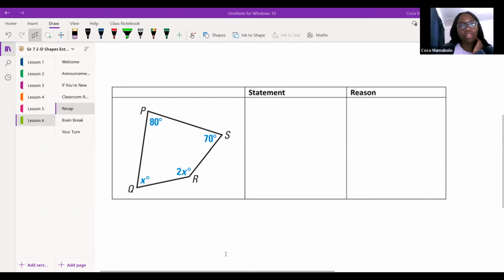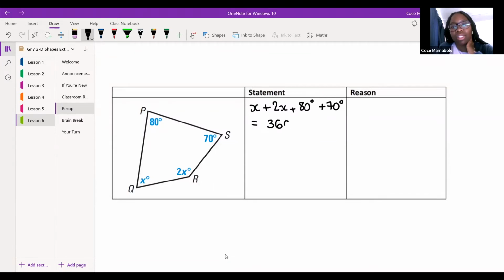Ma'am, I think it's gonna be x plus 2x plus 80 degrees plus 70 degrees equals 180 degrees. Oh, I couldn't have said it better myself. Well done. Is equal to 360 degrees. And what is my reason again, Sam? I didn't see, ma'am. I came late, ma'am. Sam, you came late, but remember we did this on Monday, so we should have remembered, but that's okay. I'm glad that you at least got the statement correct. We're halfway there. Amazing stuff. Yes. Very well done.